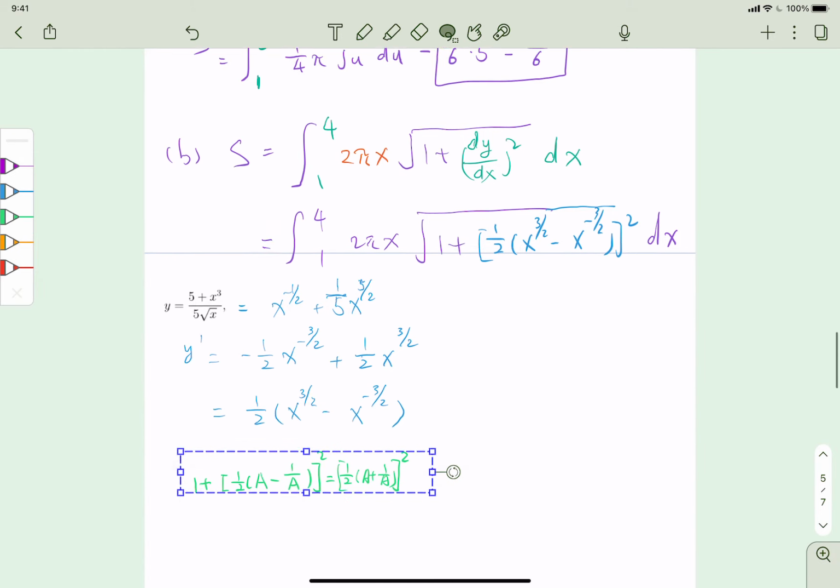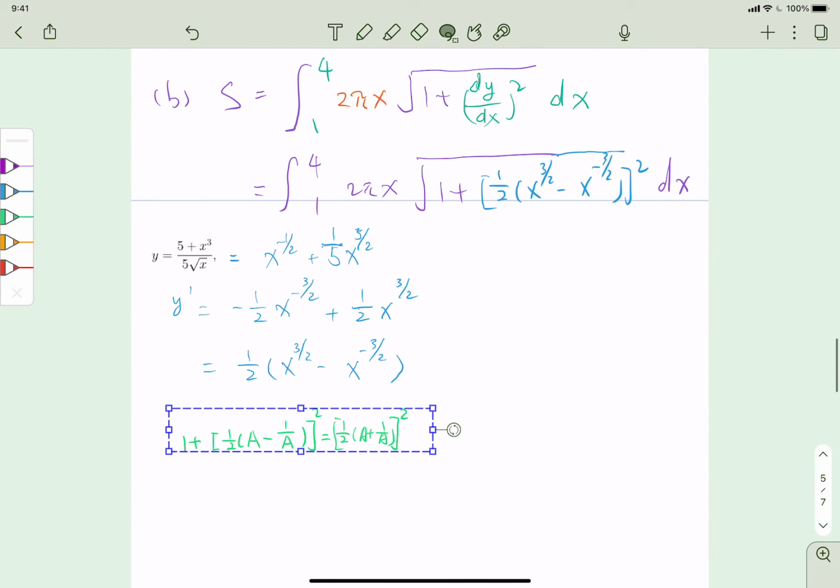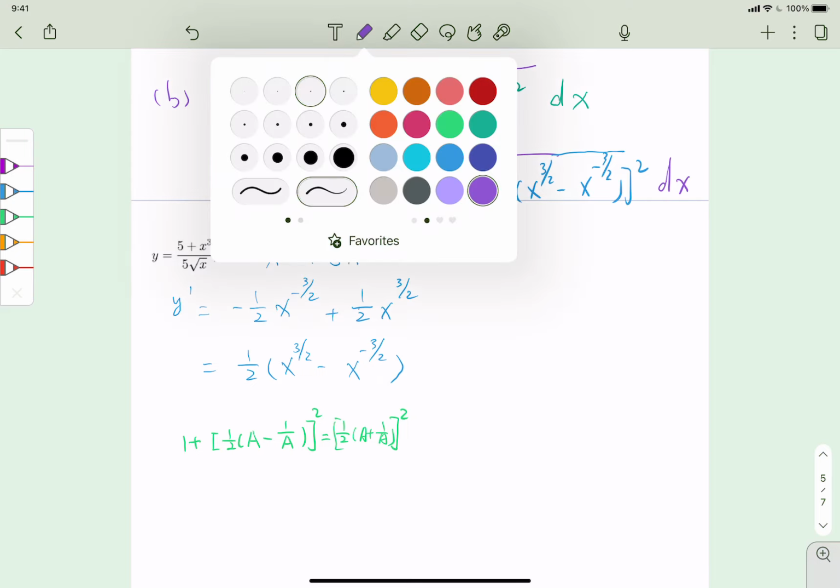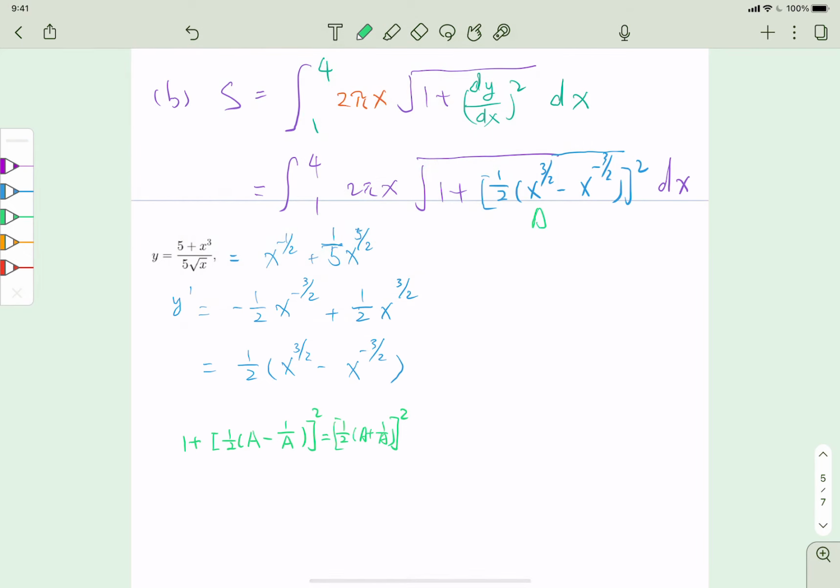Right. This one is going to be in use: 1 plus 1 over 2 times a minus the reciprocal of a, right? Now this one is a, and this one is the reciprocal of a, right? So you're going to see that very often, and this is going to be turned into the perfect square with the sign in between replaced with the opposite sign.